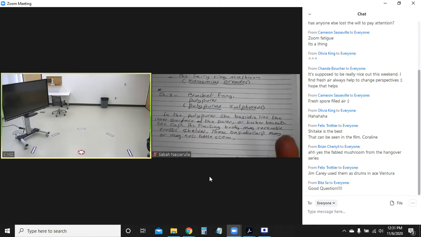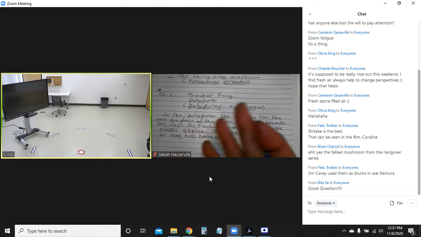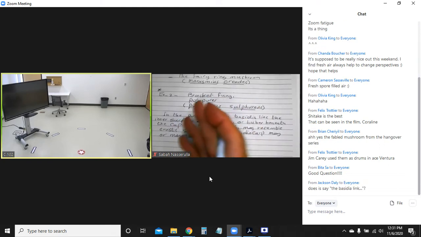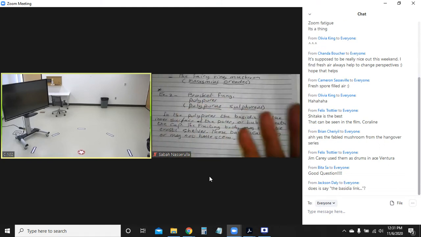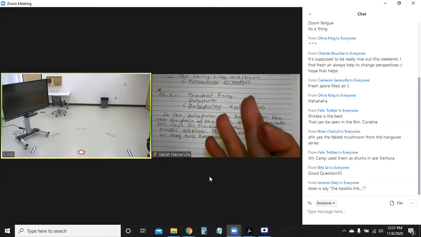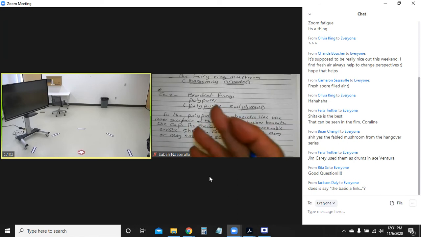Of course, sometimes we call these bracket fungi, and sometimes we also call them sulfur fungi, or sulfur mushroom. Now, some of these cause quite a disease in lumber, because that's where they grow.